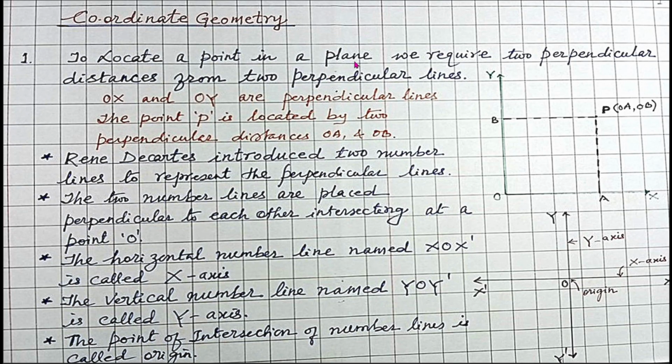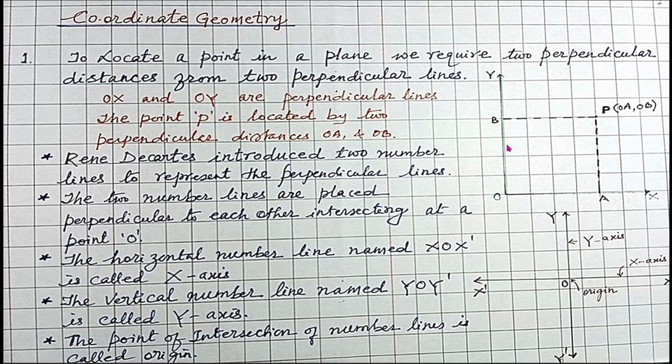Now, to locate a point in a plane, we require two perpendicular distances from two perpendicular lines. Let us say, for example, we want to locate the point P on this plane. To locate point P, we require two perpendicular distances, BP and AP, from two perpendicular lines, that is OY and OX. So remember, OX and OY are perpendicular lines. The point P is located by two perpendicular distances, OA and OB. Please remember that.